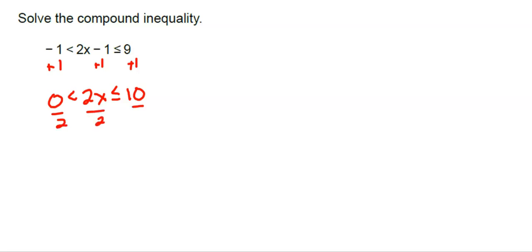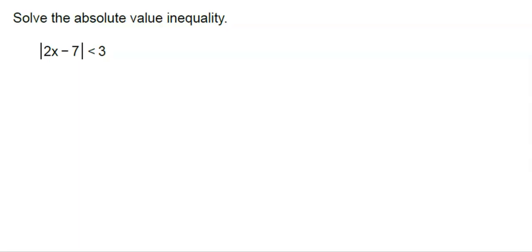Since we're dividing by a +2, those inequality signs stay pointed the same way. If we were dividing by -2, we'd have to flip those inequality signs around. So 0 divided by 2 is 0, is less than x, which is less than or equal to 5. If we write that in interval notation, we would say that 0 is our left bound, 5 is our right bound. We don't want to include the 0, but we do want to include the 5.